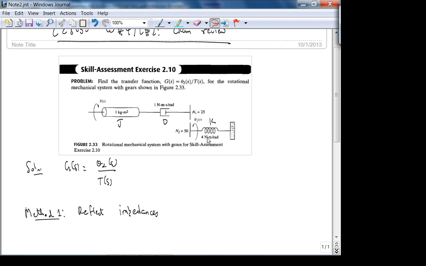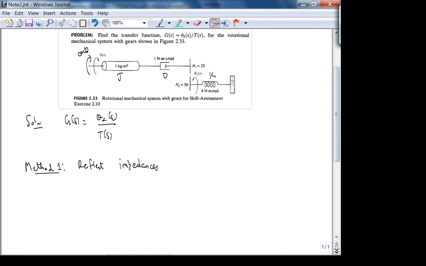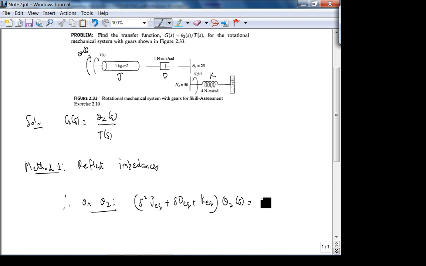Now, I leave it up to you to reflect this impedance back onto here and then write theta in terms of theta 2, which you can do. You should get the same answer, and please do it. You cannot get a different answer, it's the same transfer function. So I'm going to reflect these two onto the theta 2 axis. In the S domain, I'm going to have s squared J_eq plus s D_eq plus K_eq, times theta 2, equals T2 of s.